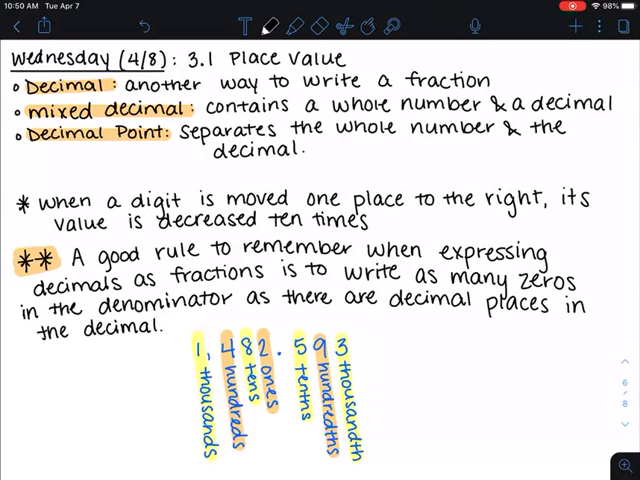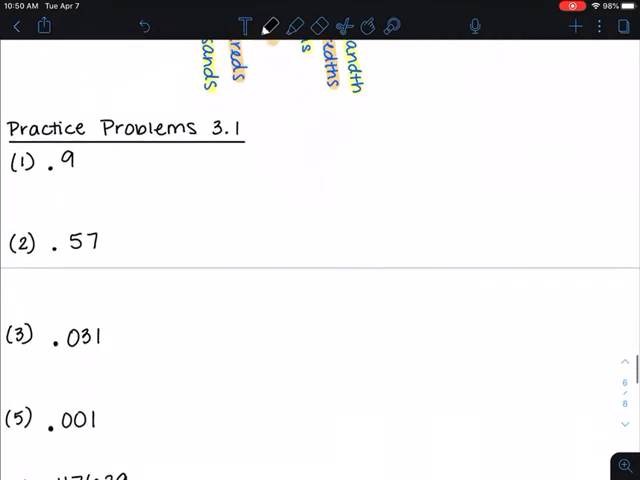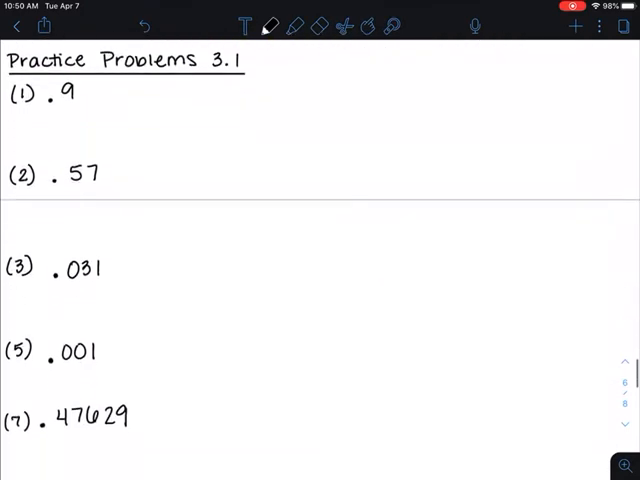Very important here, a good rule to remember when expressing decimals as fractions is to write as many zeros in the denominator as there are decimal places in the decimal. So right down here in the bottom I have a chart that has a place value for decimals. It's very important that you memorize this chart and know what place value is where.